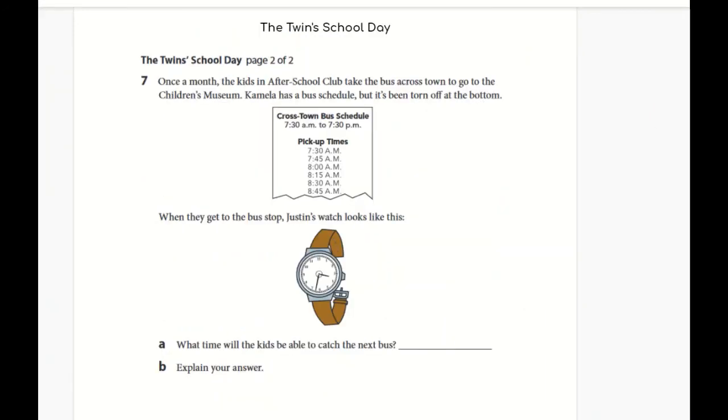So the next page, they give you a bus schedule, and there's a pattern going on with this bus schedule on the pickup times. You just have to be very careful with figuring out that pattern first before you go on to the second part, number 7. And then that's going to lead you to answering A and B.